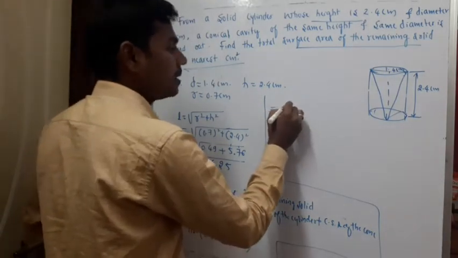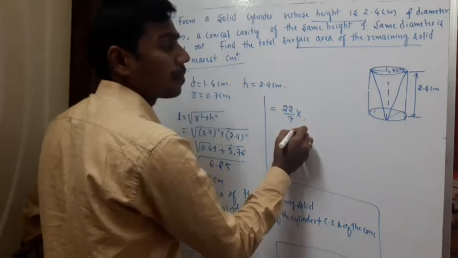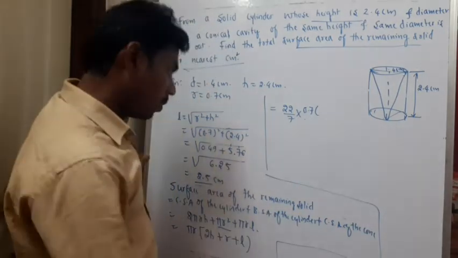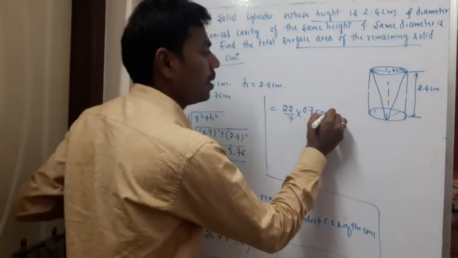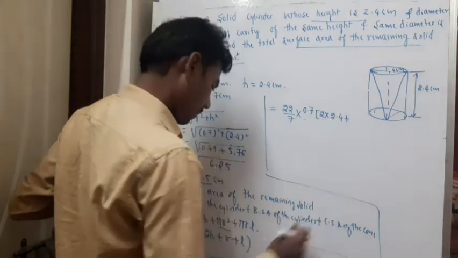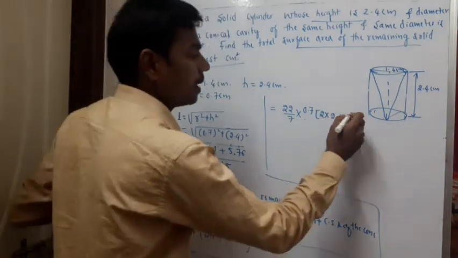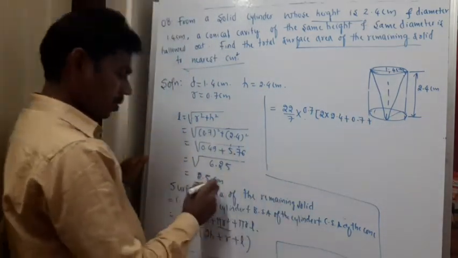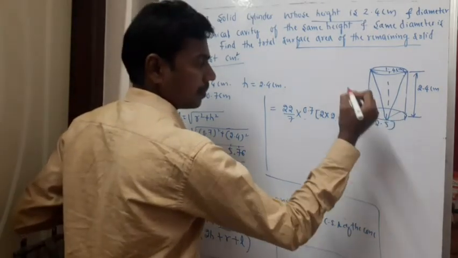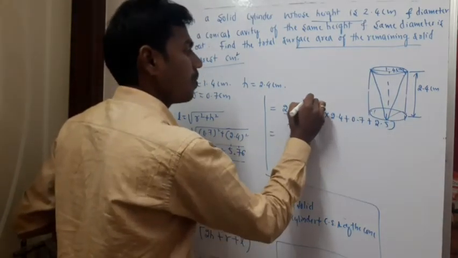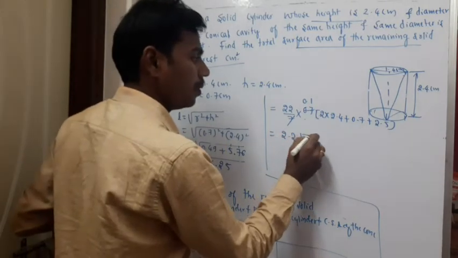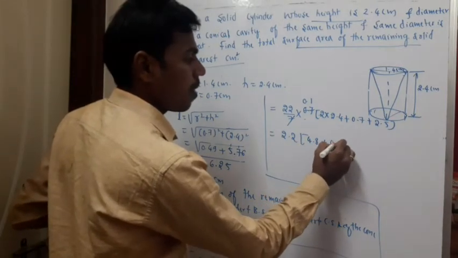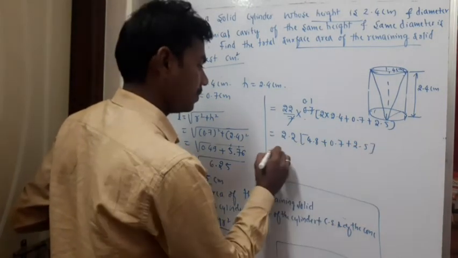So pi r is nothing but 22 by 7. What is r? 1.4 is the diameter. 1.4 by 2 is nothing but 0.7. 2h, 2 into h is 2.4, plus r. What is r here? That is 0.7 plus l. What is l here? l is 2.5. 7 1 is 7.1. That is 2.2 into 2 into 2.4, 4.8 plus 0.7 plus 2.5. We'll add them.